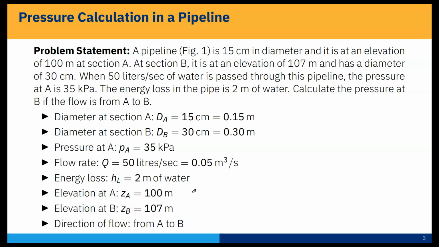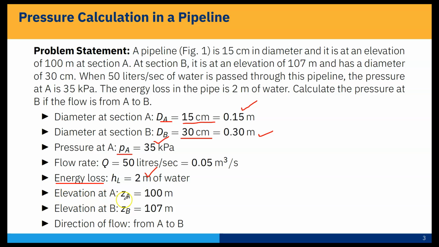the given data. The diameter at section A, dA, is 15 centimeter, so that is 0.15 meter. Diameter at section B, dB, is 30 centimeter, so that is 0.30 meter. Then pressure at point A, PA, is 35 kilopascal. Flow rate Q is given as 50 liter per second, so that is 0.05 meter cube per second. Energy loss HL is 2 meter of water.